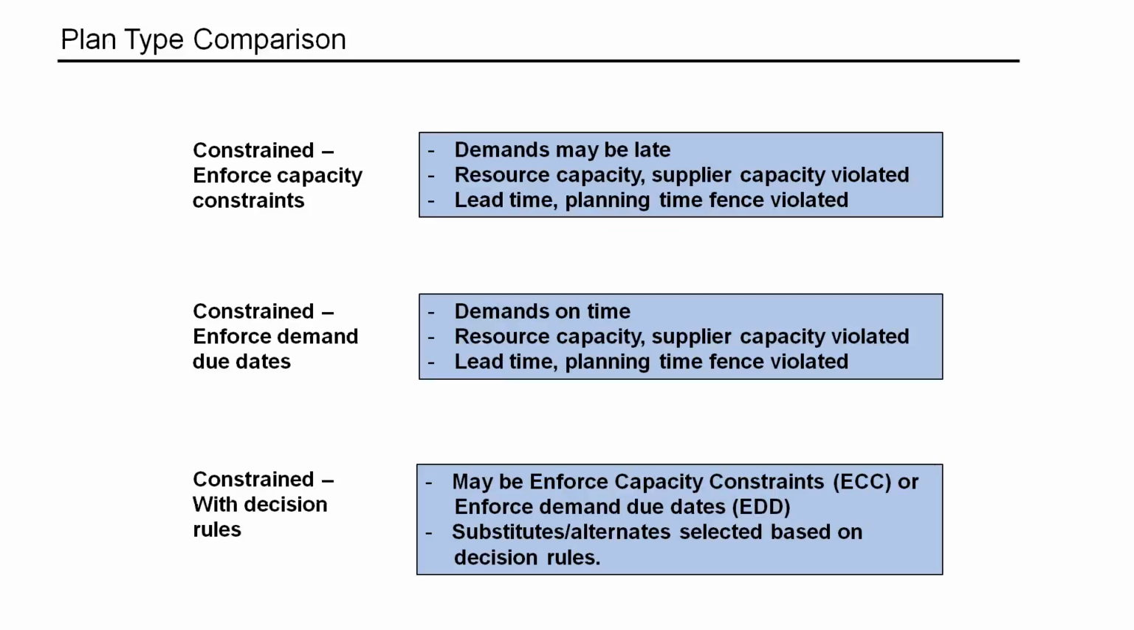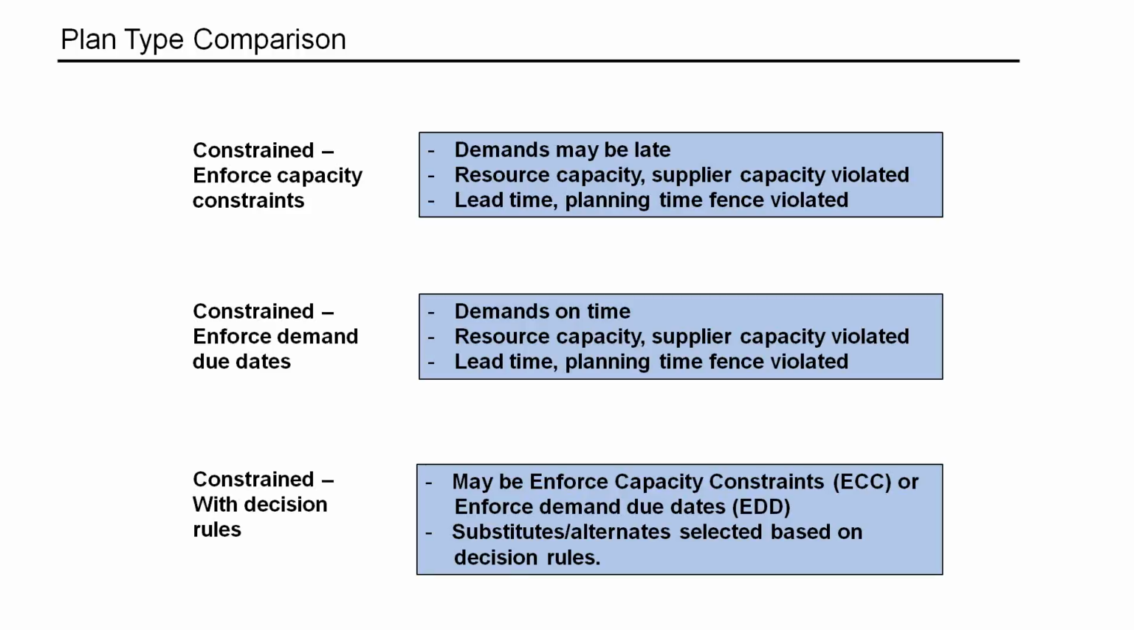For the enforced capacity constraints, as you see, demands may be late, the resource capacity and supply capacity are not violated, and the lead time and planning time fence are violated. So enforced capacity constraints see that the capacities are honored in the system. There is a small mistake in the first one. The second point should not have said resource capacity, supply capacity violated. It should be not violated. Just read it as not violated.